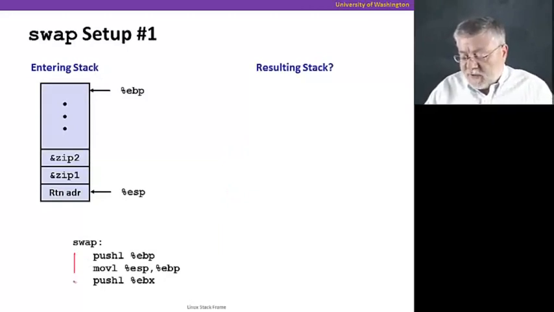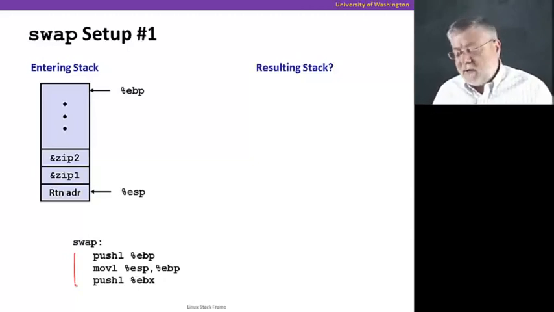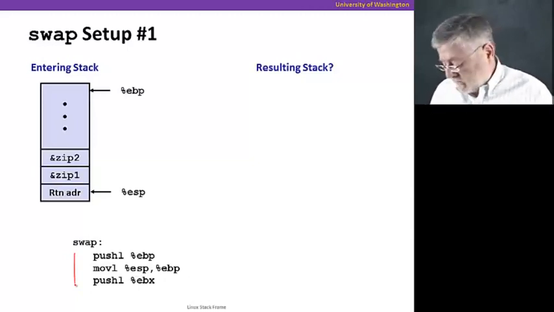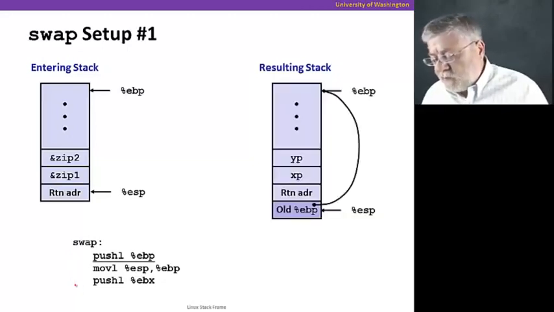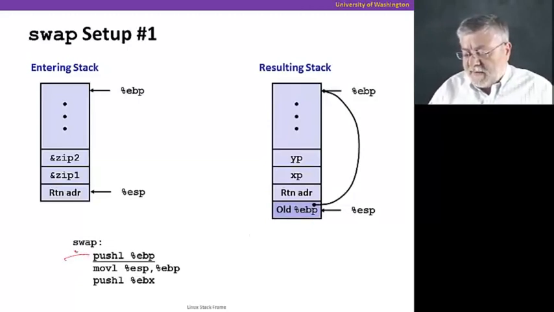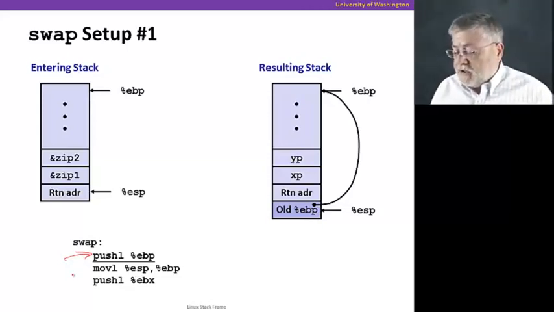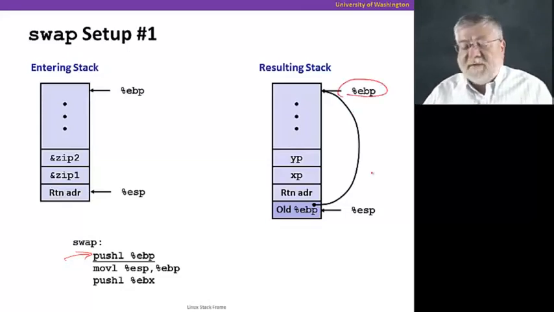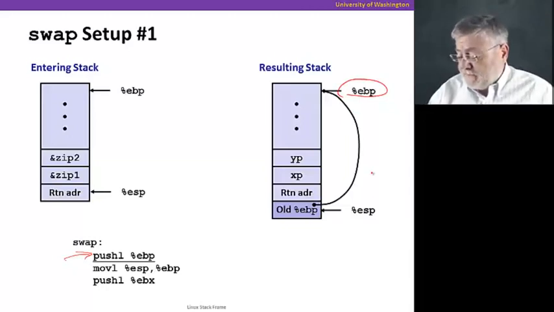So here's the first few instructions of swap, that setup code. What happens after these instructions execute? The first three instructions. The stack starts off with having a new value added to it. You'll notice here we have a push of the register EBP onto the stack. So what did EBP point to? Well, it was pointing to the base of the previous stack frame, the one for call swap, and we've just saved that pointer onto the stack.